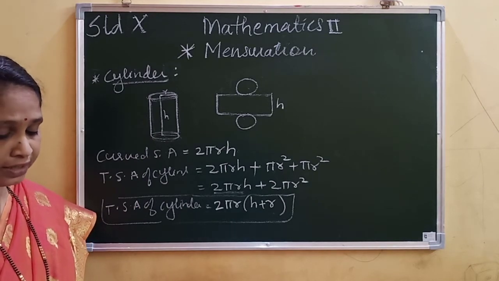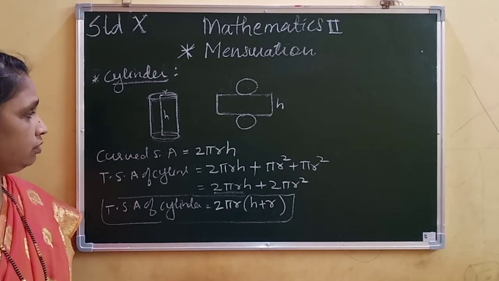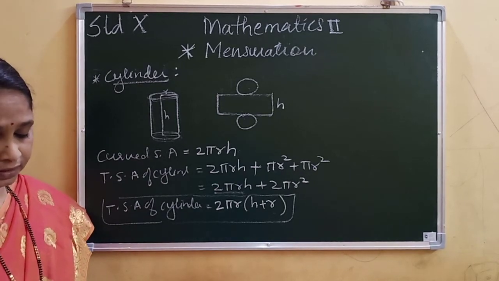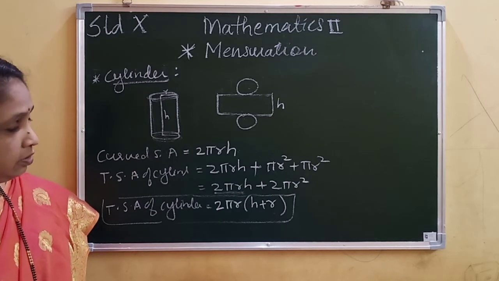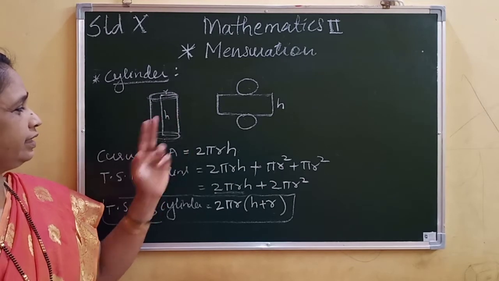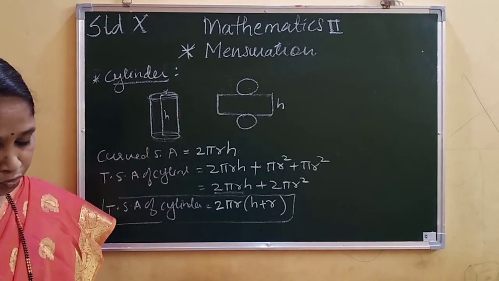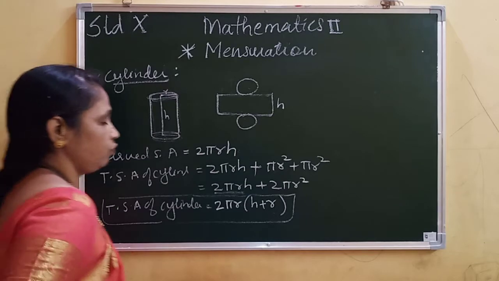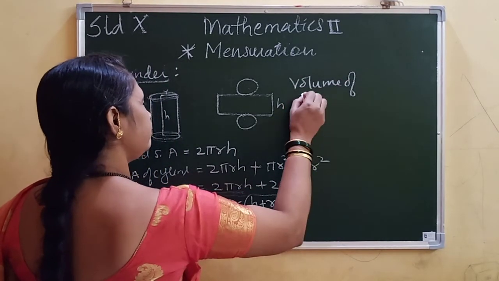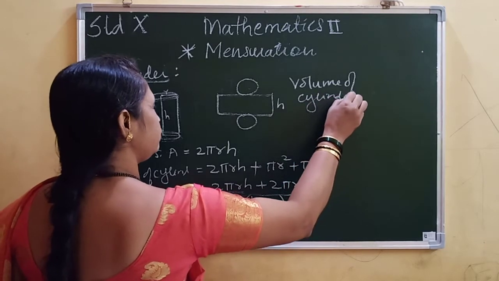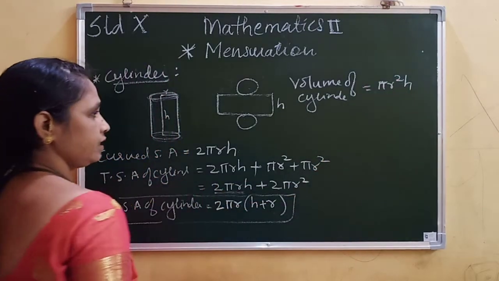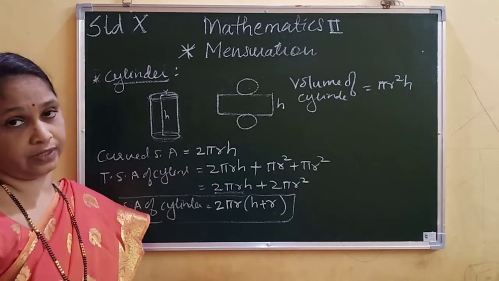Now, volume of a cylinder means what? Volume is length into breadth into height. So volume of a cylinder will be what? The area of the circle into its height. So the volume of a cylinder is equal to pi r square h. Volume of a cylinder is pi r square h.